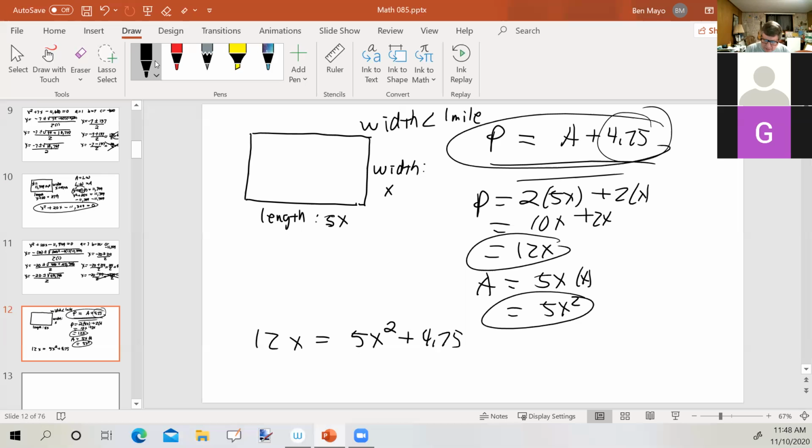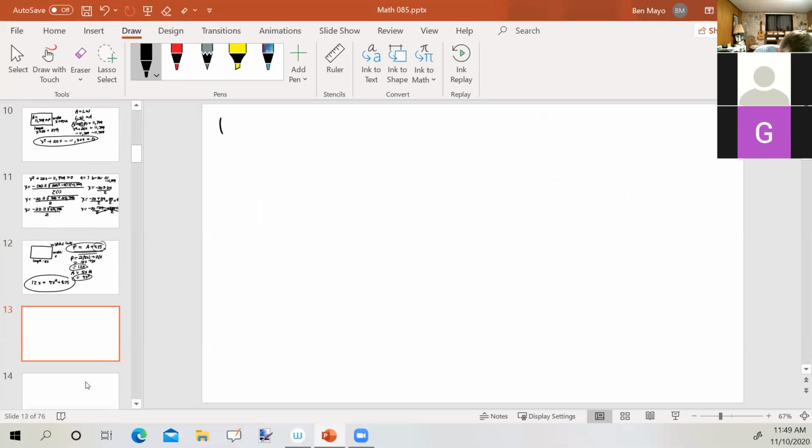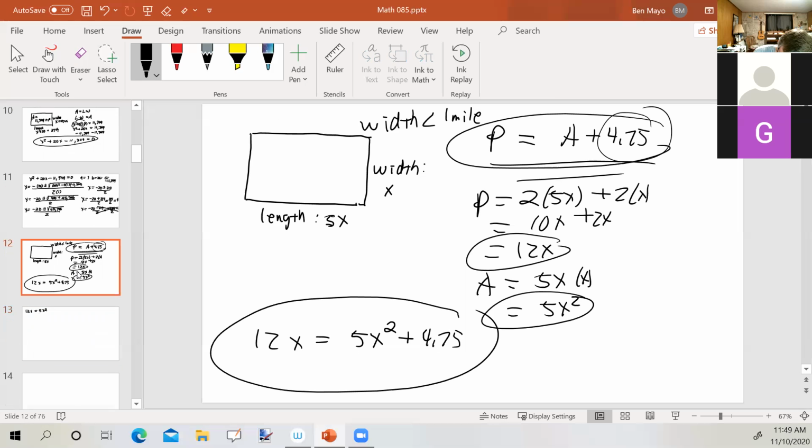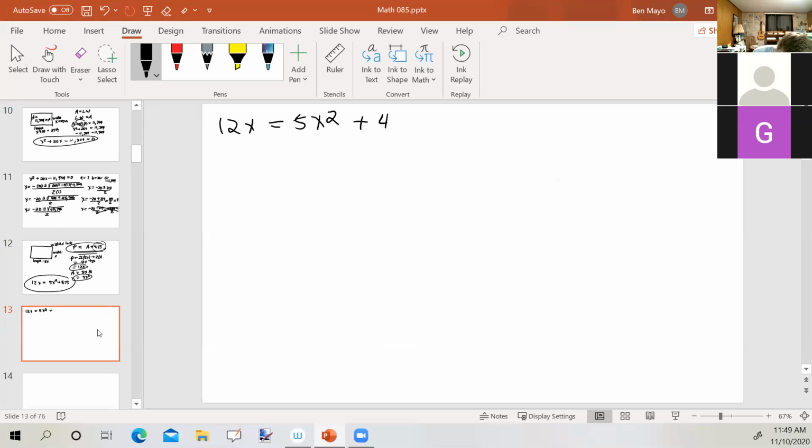Any questions where I came up with this formula? No. All right. Recopy that on the next page. 12x equals 5x squared plus 4.75. So I'm going to take this and I'm going to subtract 12x from both sides.